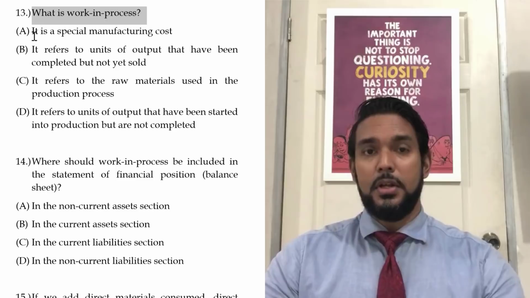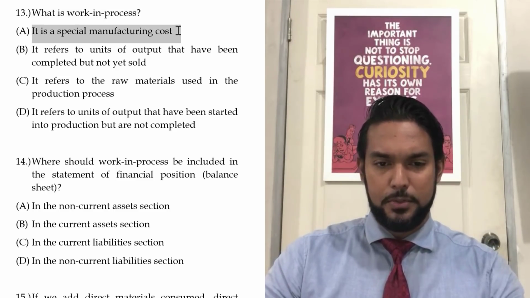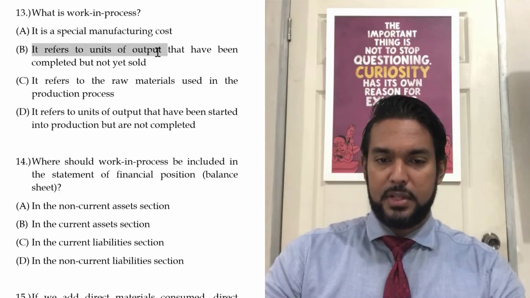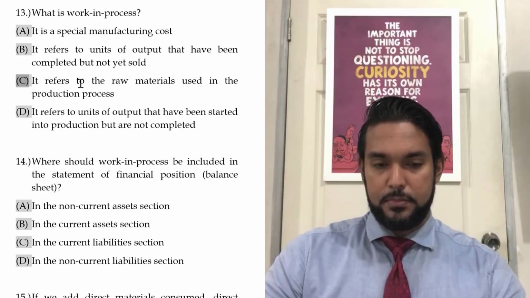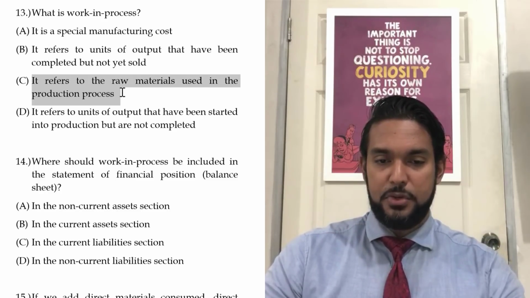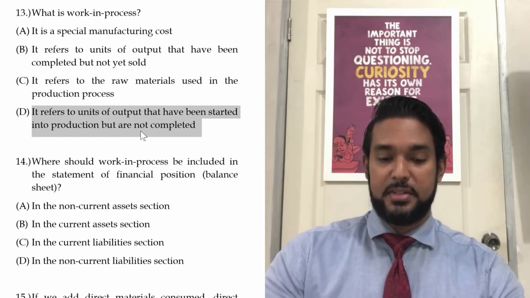Okay. So, it is a special manufacturing cost. No, it refers to output that has been completed but not yet sold. No, work in process is incomplete. It refers to the raw materials used in production. No. It refers to units of output that have been started into production but not completed. Yes, there you go.